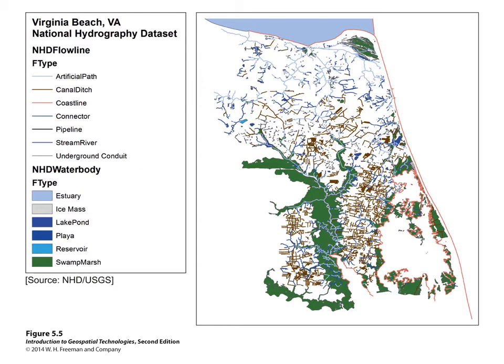Here's another nice map. This one is a Virginia Beach National Hydrography Dataset, where we have all these different line features representing different types of water bodies, and then we have polygons, so things like swamp marshes and reservoirs and playas and whatnot. And so all the various hydrologic features in the Virginia Beach area are represented in some form of vector data in this map as points, lines, or polygons.